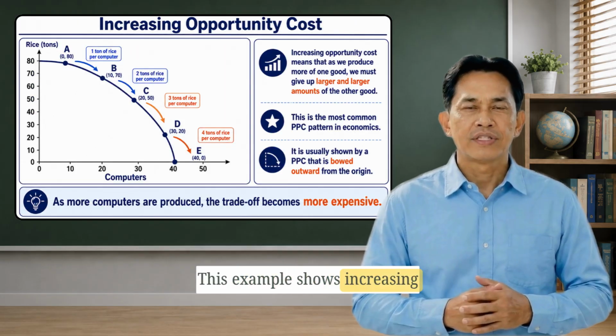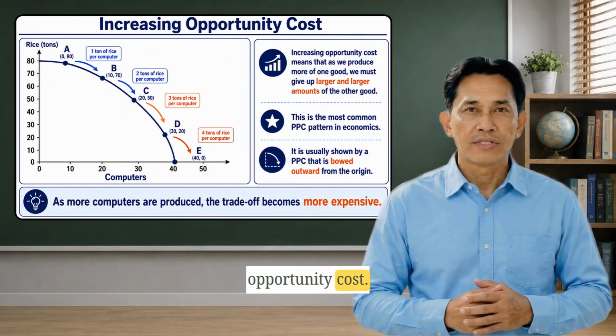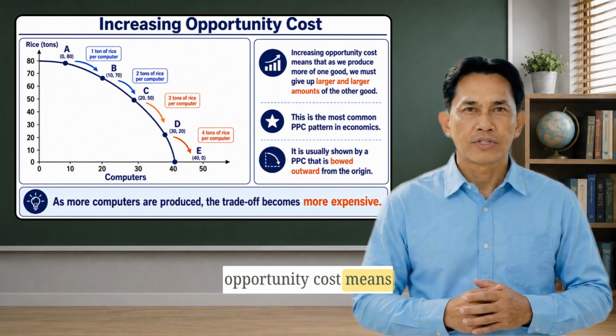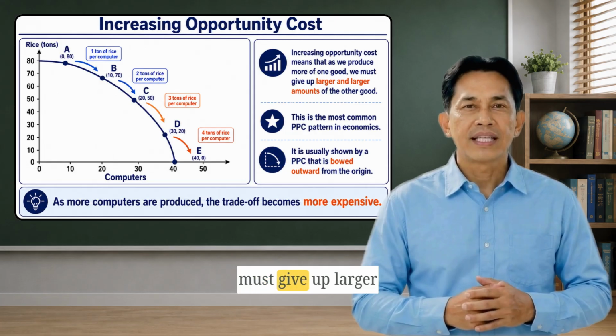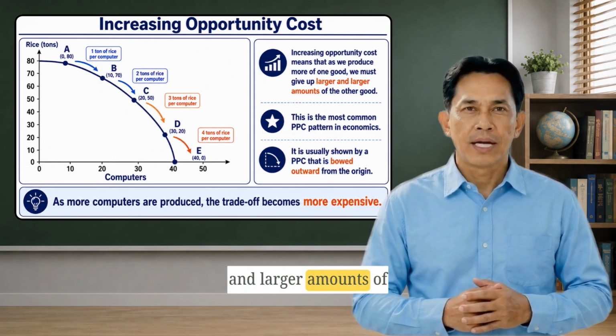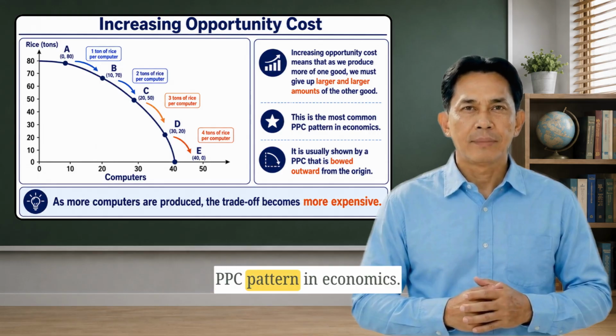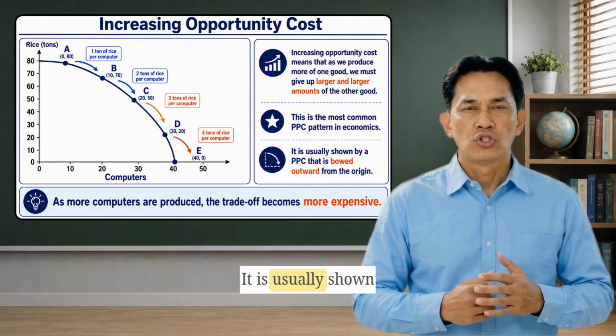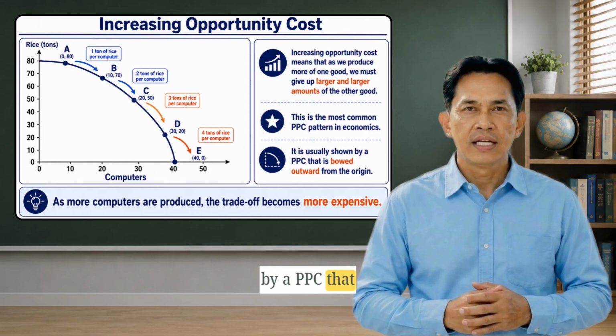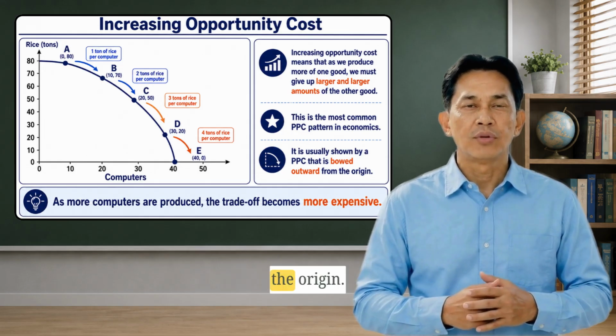This example shows increasing opportunity cost. Increasing opportunity cost means that as we produce more of one good, we must give up larger and larger amounts of the other good. This is the most common PPC pattern in economics. It is usually shown by a PPC that is bowed outward from the origin.